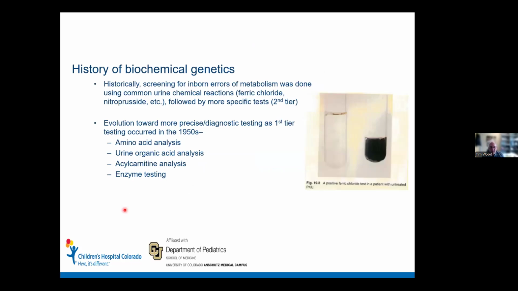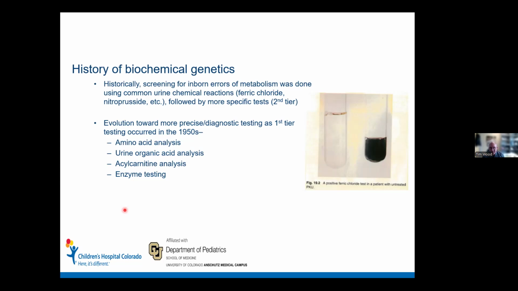So the history of biochemical genetics really, to me at least, came out of screening for inborn errors of metabolism. A lot of it was done using what we would now call fairly crude assays, but they worked, and a lot of the time they were done in urine, and you were looking for a color change or a precipitant or something like this.